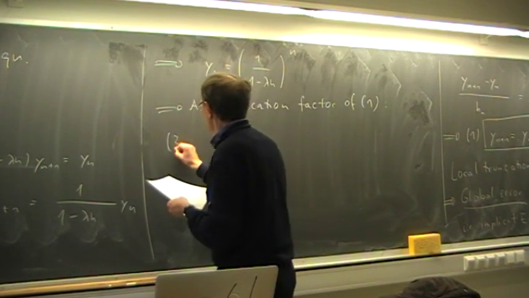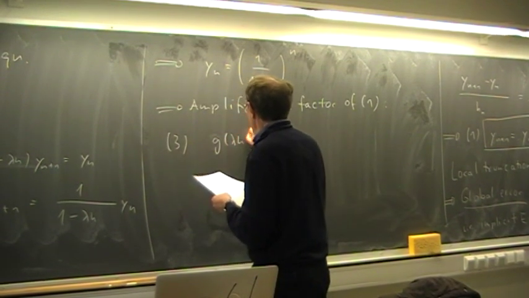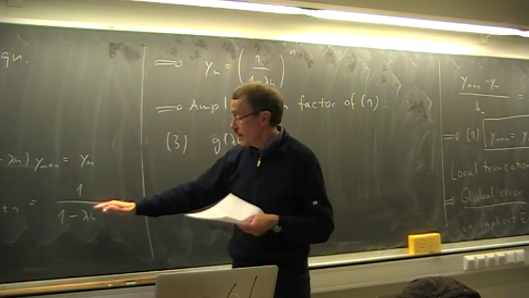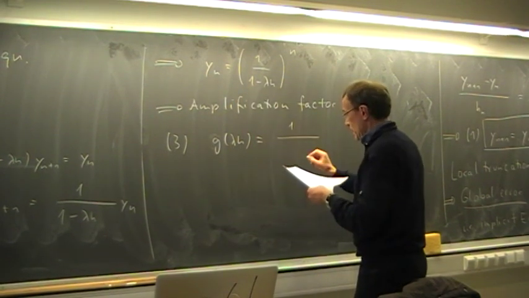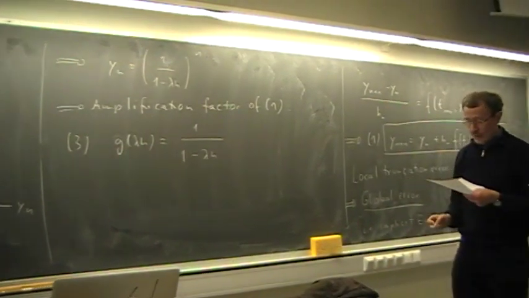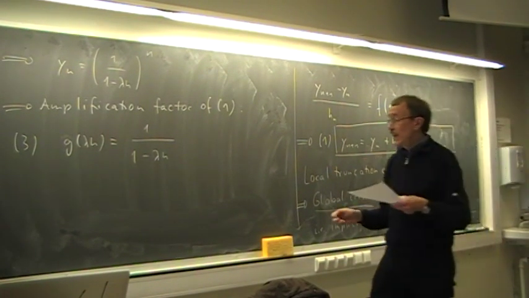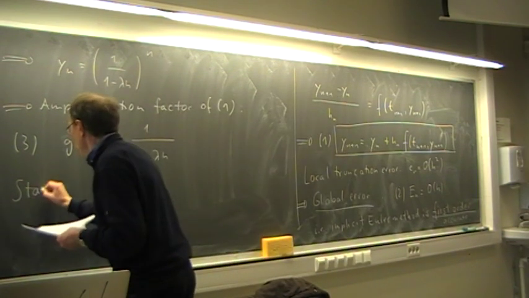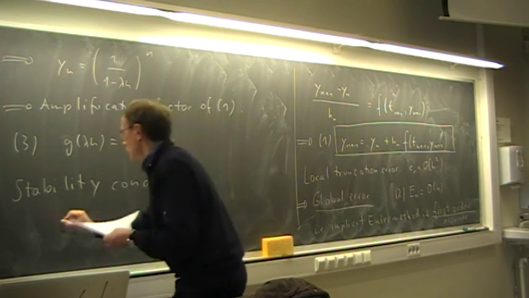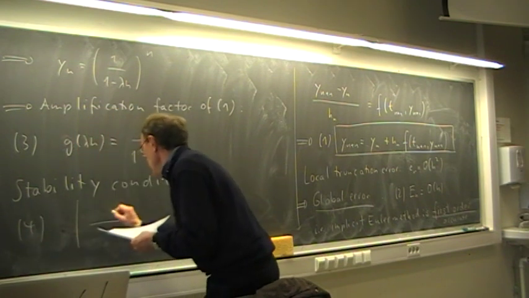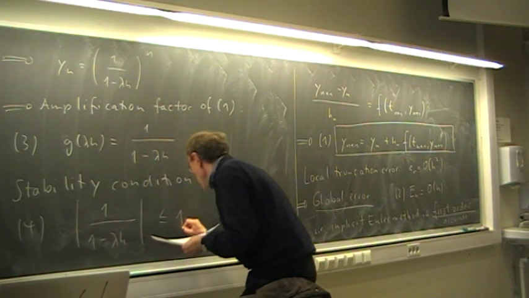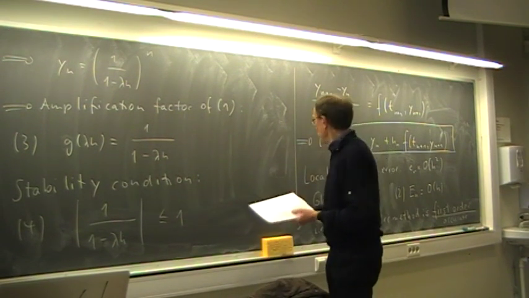The amplification factor of the method is then g of lambda h, and that is this factor, we see it here, yn plus 1 divided by yn, it is this factor here, that is now 1 divided by 1 minus lambda h. And the stability condition is that this in absolute value has to be smaller or equal than 1. So the factor 1 minus lambda h has to be larger than 1. That is the condition that we get.